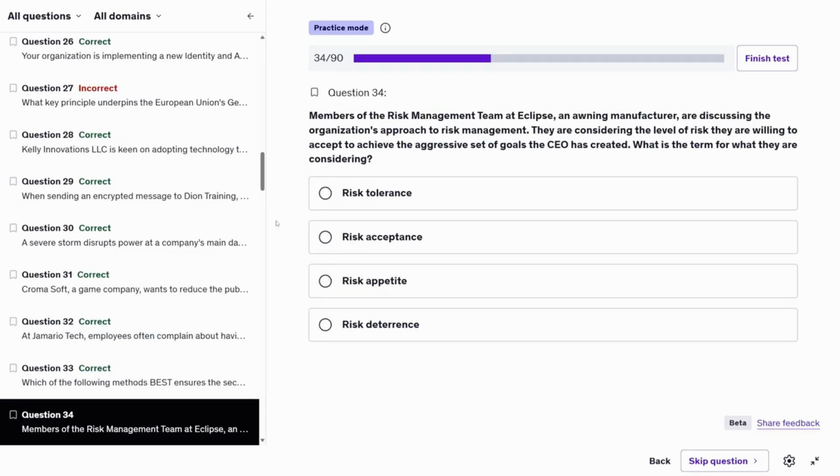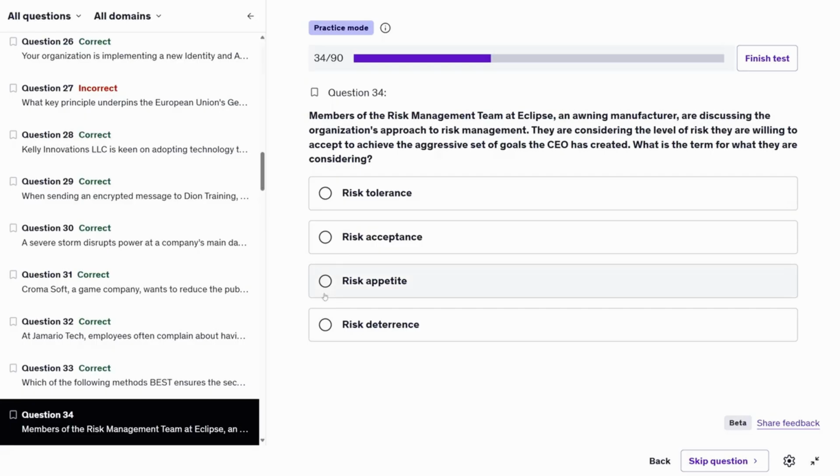Members of the risk management team at Eclipse, an awning manufacturer, are discussing the organization's approach to risk management. They are considering the level of risk they are willing to accept to achieve the aggressive set of goals the CEO has created. What is the term for what they are considering?